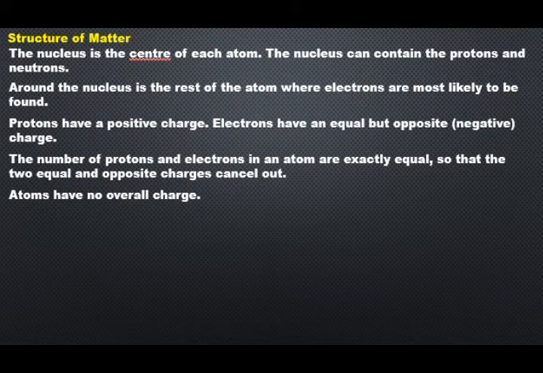Structure of matter. The nucleus is the center of each atom. The nucleus can contain the protons and neutrons. Around the nucleus is the rest of the atom, where electrons are most likely to be found. Protons have a positive charge. Electrons have an equal but opposite negative charge. The number of protons and electrons in an atom are exactly equal, so that the atoms have no overall charge.